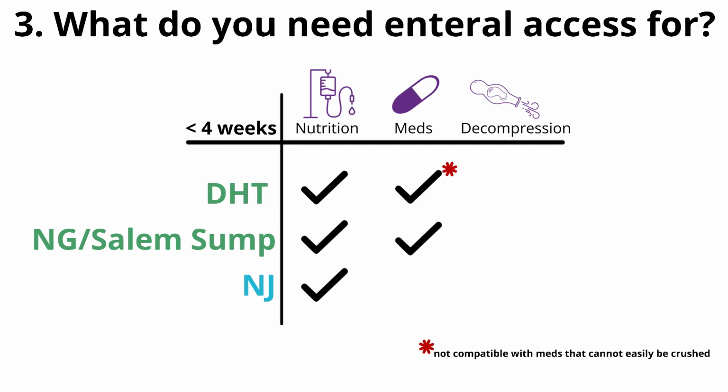So we've talked about tube feeds, we talked about meds. What about decompression? NG tubes, which are larger and more rigid, are the best option for decompression. Dobhoff tubes and NJ tubes cannot be used for decompression. So in summary, if you need a temporary tube for decompression, choose the NG. If you need it for meds and or nutrition, elect for a Dobhoff.